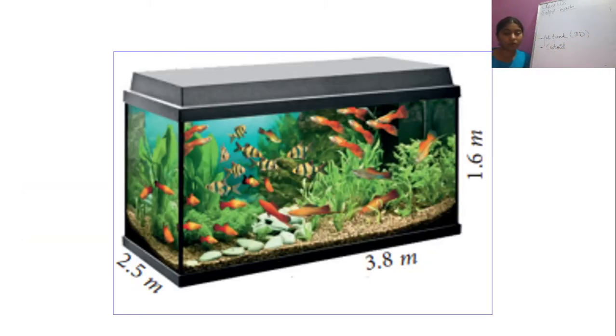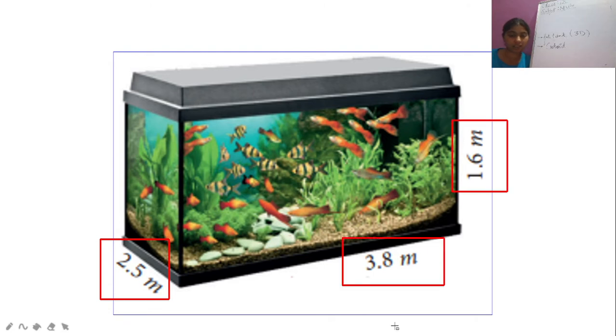Let's see how. Do you find 3 dimensions in this given figure? Please tell me which is your length, breadth and height. Yes, we have 3 measurements in front of us. That is 3.81 as the length, breadth which is 2.5 meter and height 1.6 meter, right? So students, these are the 3 measurements of a cuboid and we can say that this is a 3D, right?